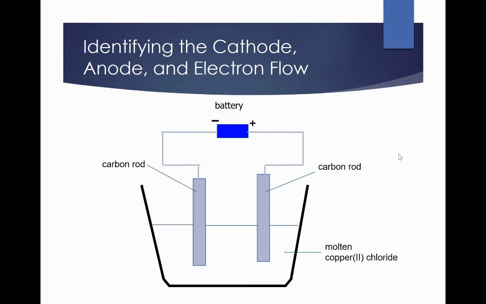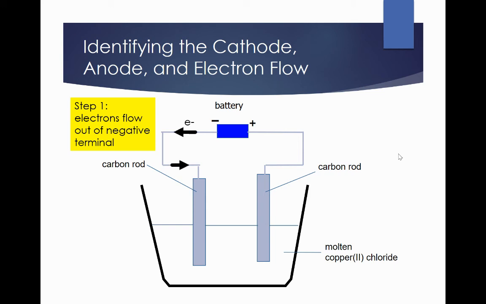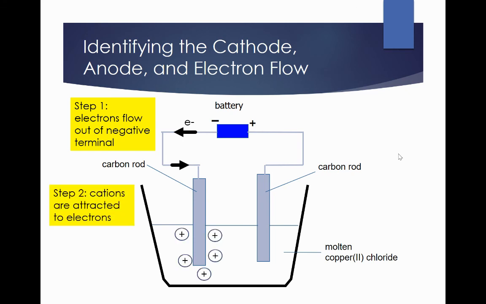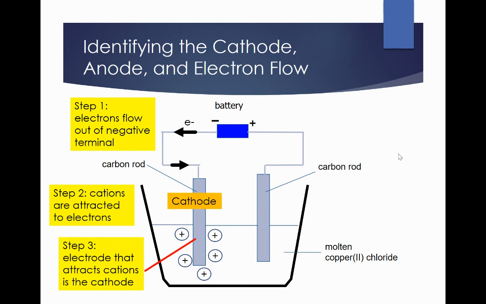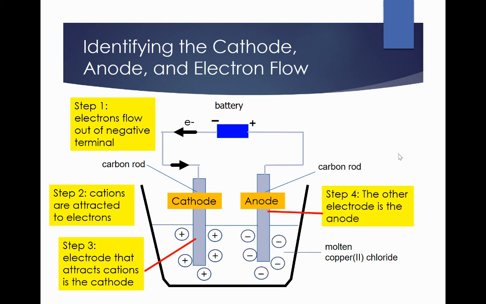This is a very typical diagram. And step 1, we have to look at the negative terminal of the battery, and that's where the electrons flow. And at the first electrode, remember that the cations will be attracted to the electrons, and therefore this particular electrode is the cathode. Now, this means that the other one is the anode, and that anode will be attracting all the anions. And finally, step 5 is to complete the electron flow in this circuit, and this is your whole electrolytic cell.